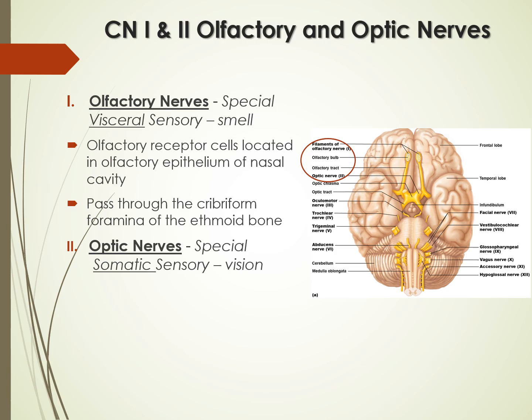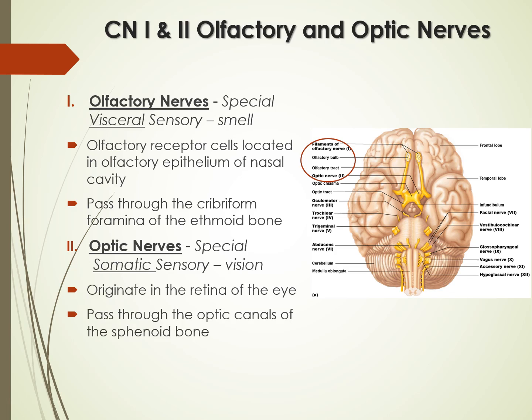It's actually located in the epithelium of the nasal cavity. There are sensory receptors that come down, and they're chemoreceptors that pick up on the dissolved particles in the nasal mucosa. And then they pass through the cribriform plate, through the ethmoid bone, and go back to the forebrain. So again, this is one of them that's not attached to the brainstem.